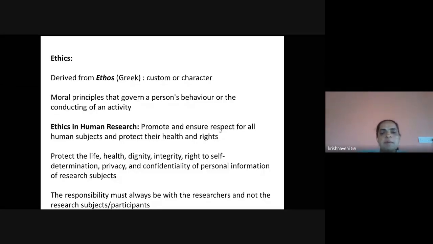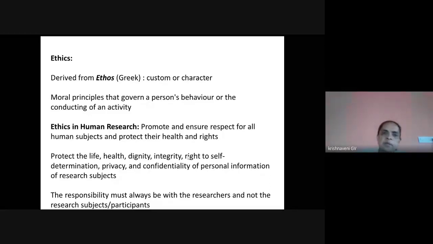So one of the most important aspects of ethics in research is that the responsibility of maintaining research ethics always lies with the researchers and not with the research participants. So you, as a researcher, always have to keep in mind that you have the total responsibility of maintaining all these aspects I told you about in research ethics, and the research participants are not held accountable for any aspect of ethics in research.